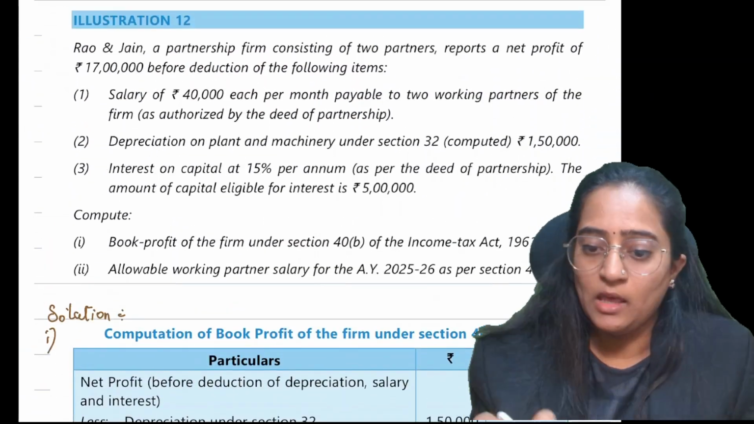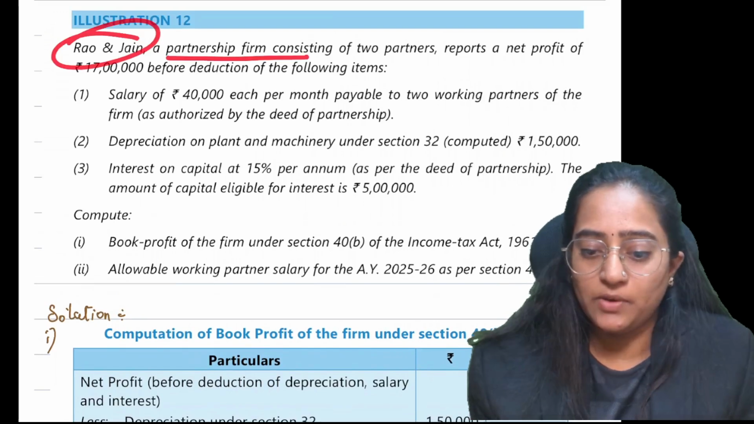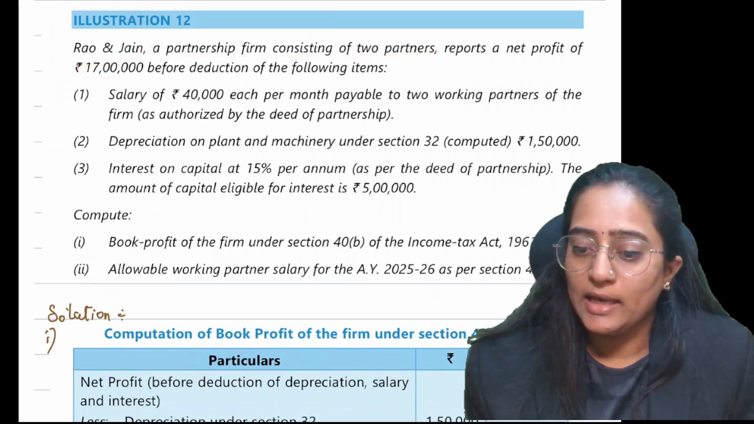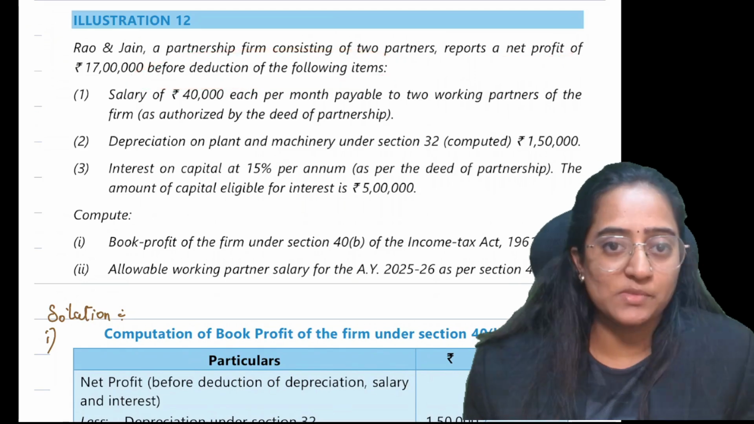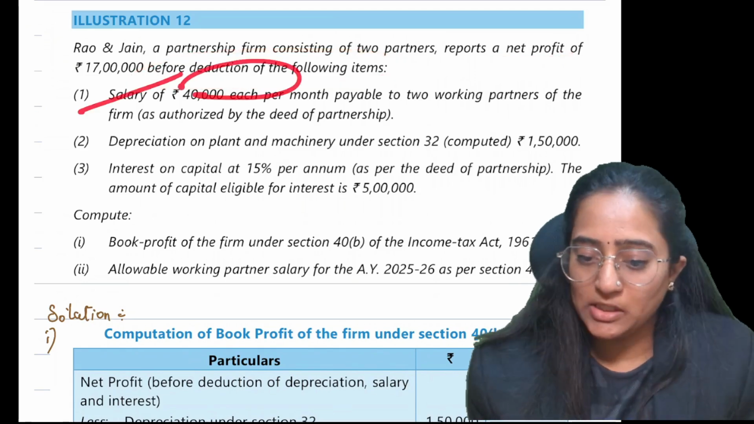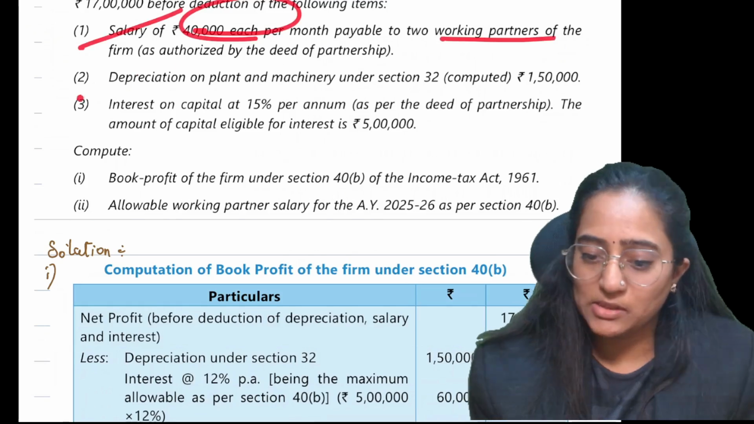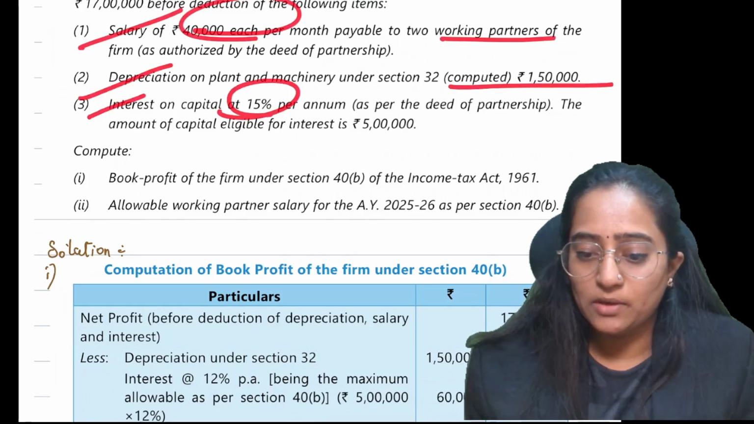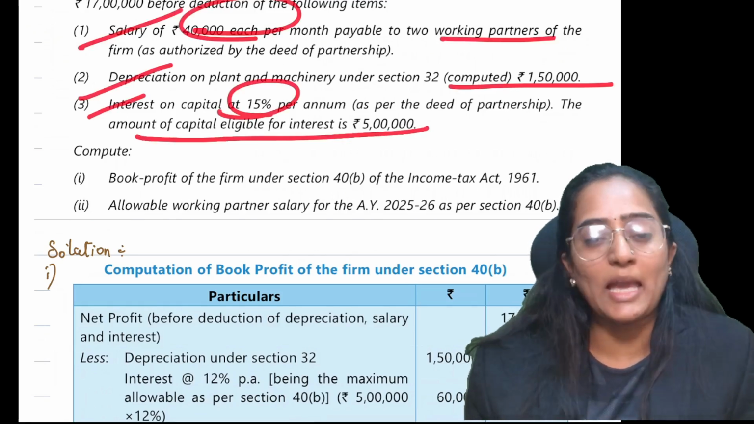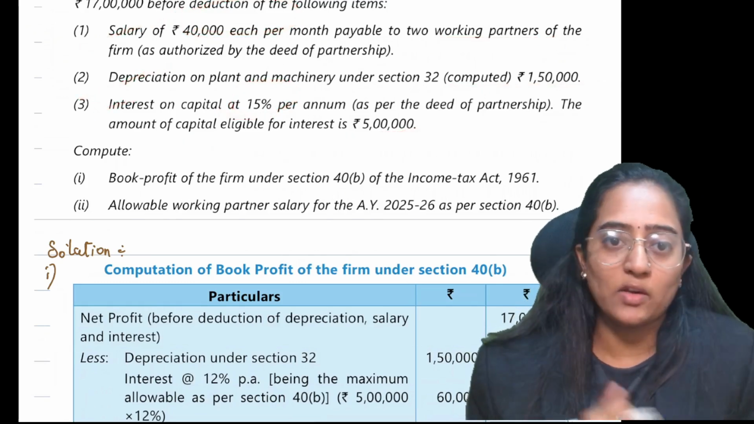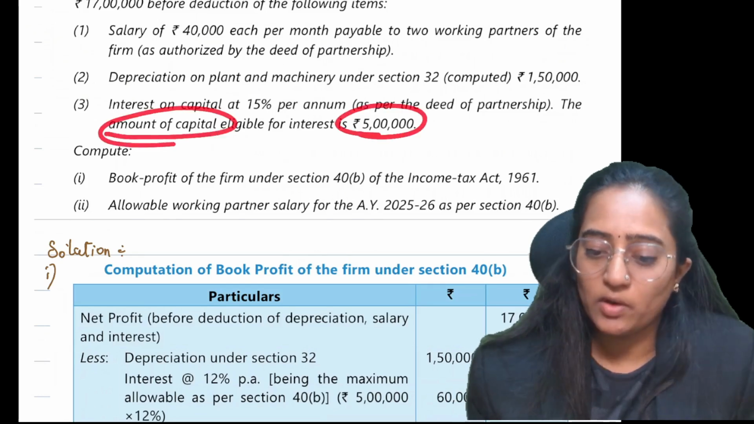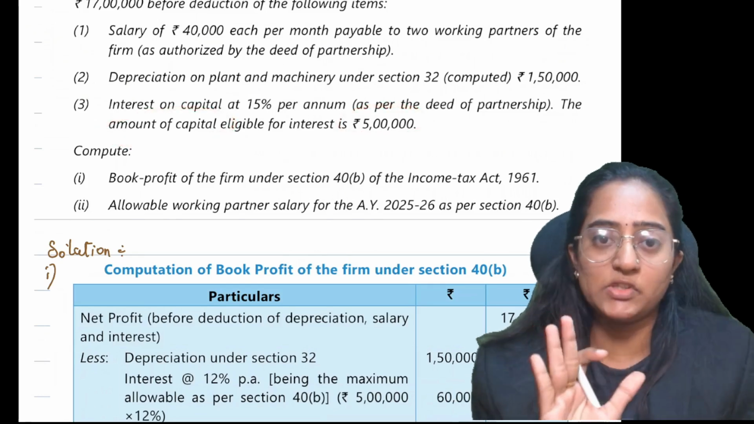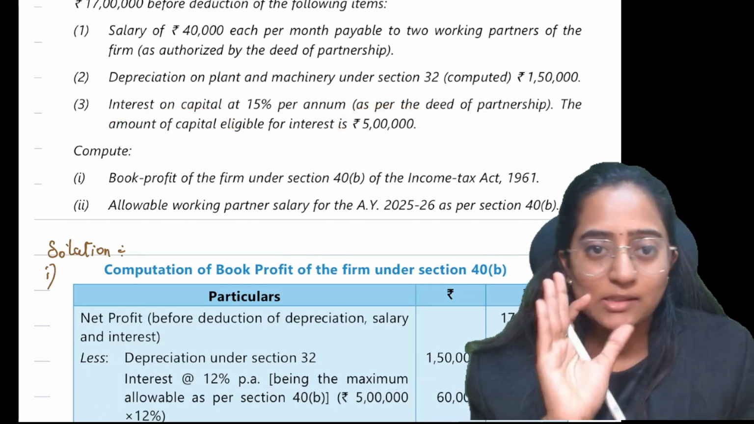Rao and Jane, a partnership firm consisting of two partners, reports a net profit of 17 lakh before deductions of the following items. Salary of 40,000 for each partner, two partners there. Depreciation you are providing, interest on capital at 15% per annum, and the amount of capital eligible for interest is 5 lakh.